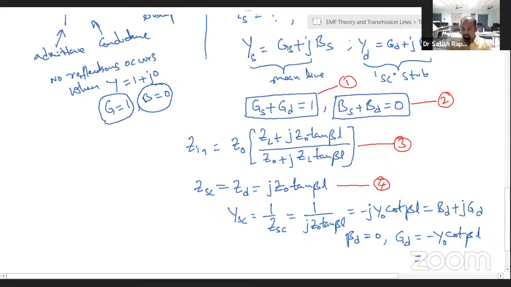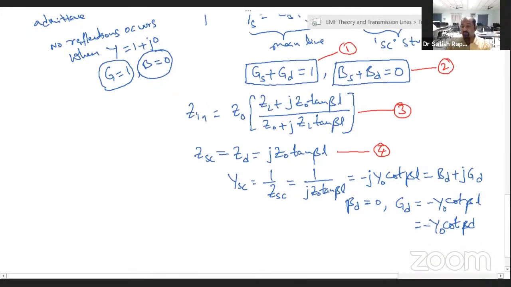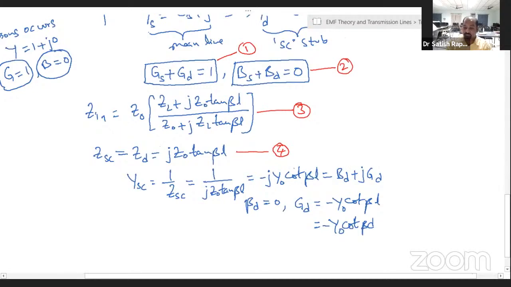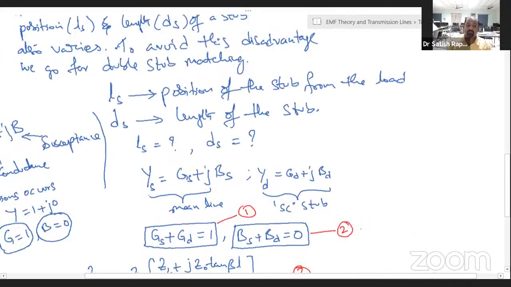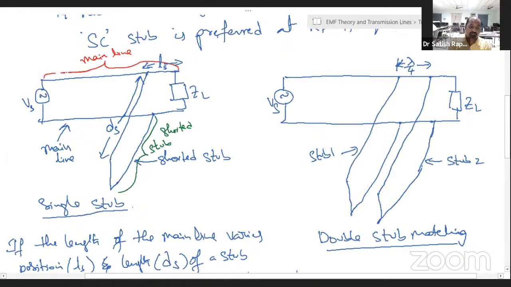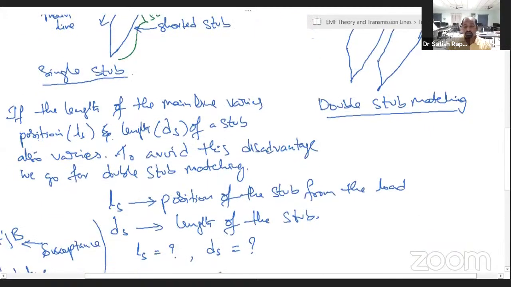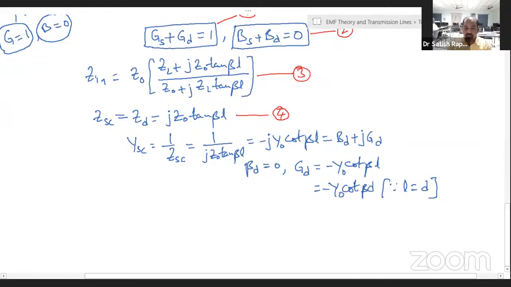This can be written like this: BD is equal to minus Y naught cot beta D. Why? Because the length of the shorted stub is D. Since L is equal to D, in the figure you can see D, so the length of the stub is D. Therefore, L is equal to D.